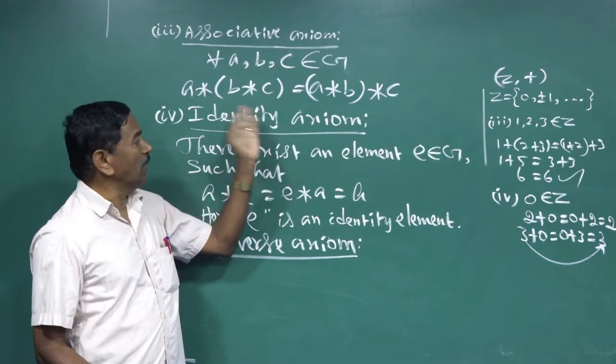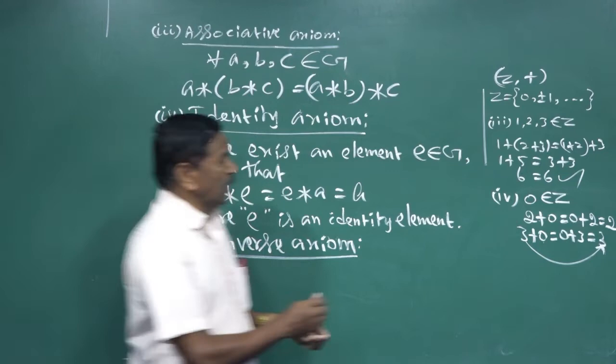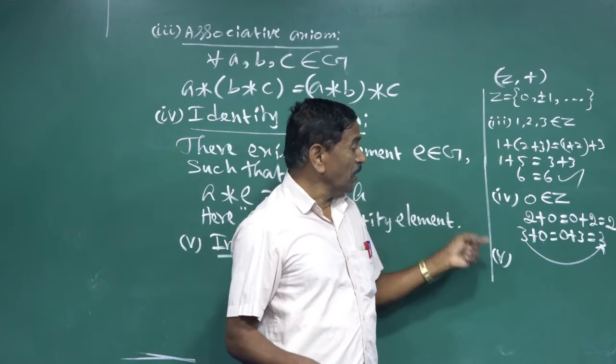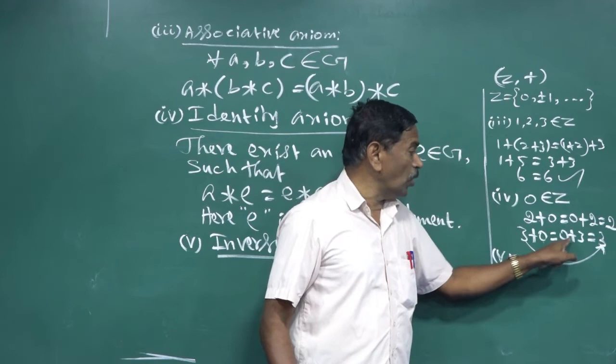Now, the inverse axiom. Now come to here, which is a theory referred. Listen, the fifth one, for your understanding. Here Z is a set, plus is the operation. The topic is inverse axiom. Say the identity topic gives the same element as the answer: 3 plus 0 equal to 0 plus 3 equal to 3, where 3 is any one element, so any element will be the answer.